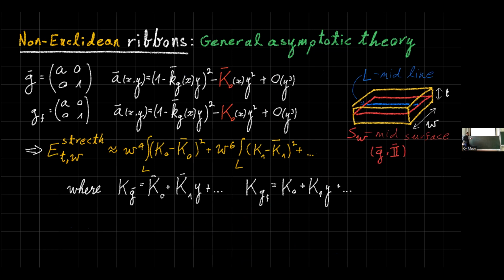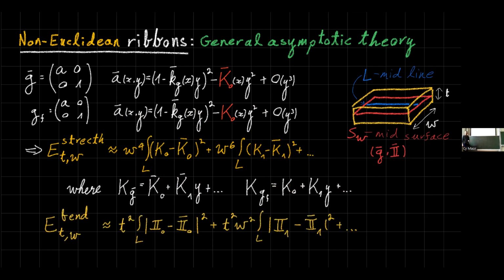And now you can just formally write the stretching energy by expanding the Gaussian curvatures in the small parameter y, the width parameter here. And then you get W to the fourth, the difference between the Gaussian curvatures in the midline. This is the same term as from the previous examples. Then W to the sixth with the first order corrections, and so on and so forth.